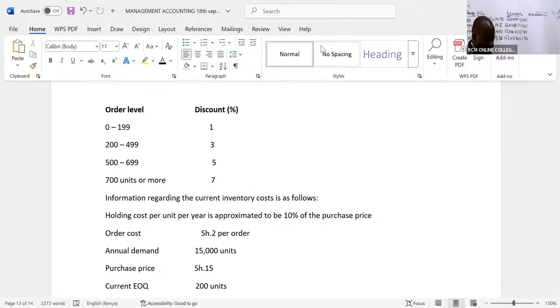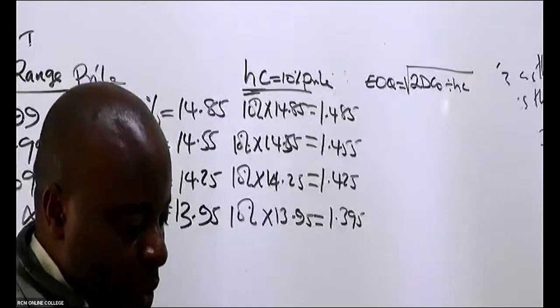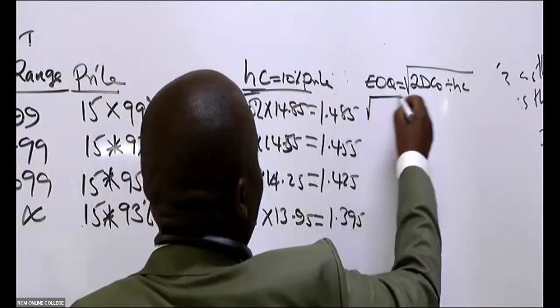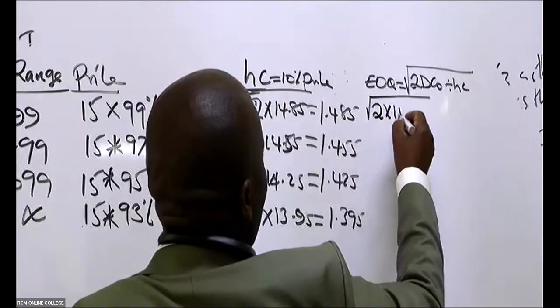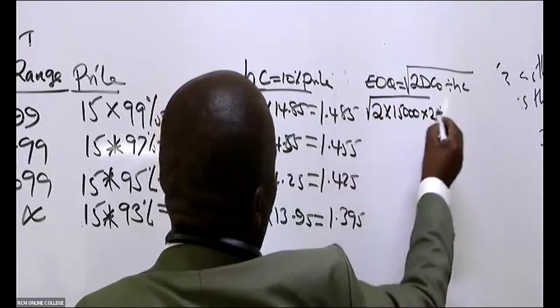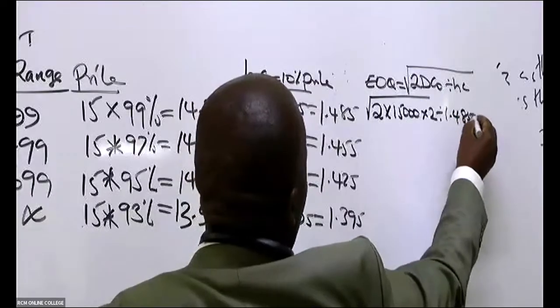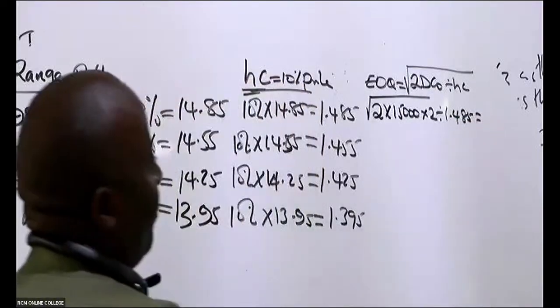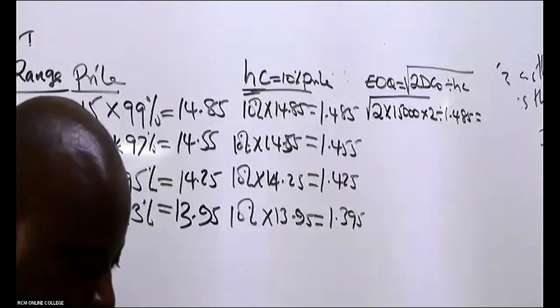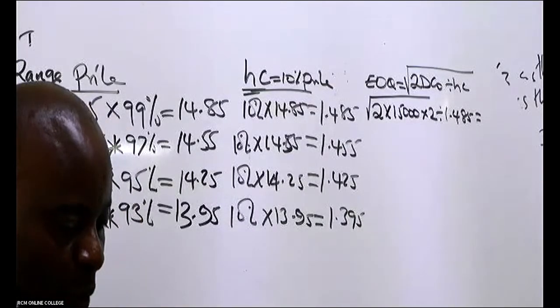Cost per order is 2. So then I will come here and do my root. Twice 15,000. Cost per order is 2 divided by holding cost of 1.485. Give me a figure there. According to September, it is 201.